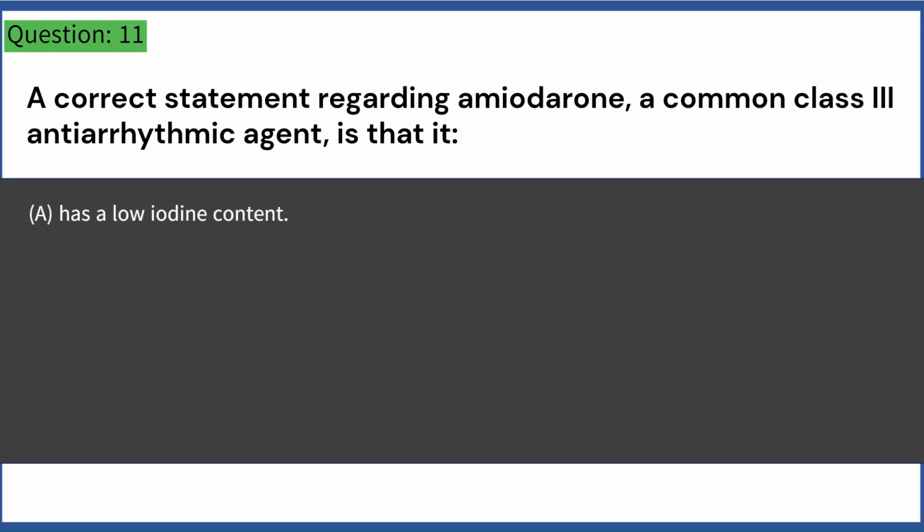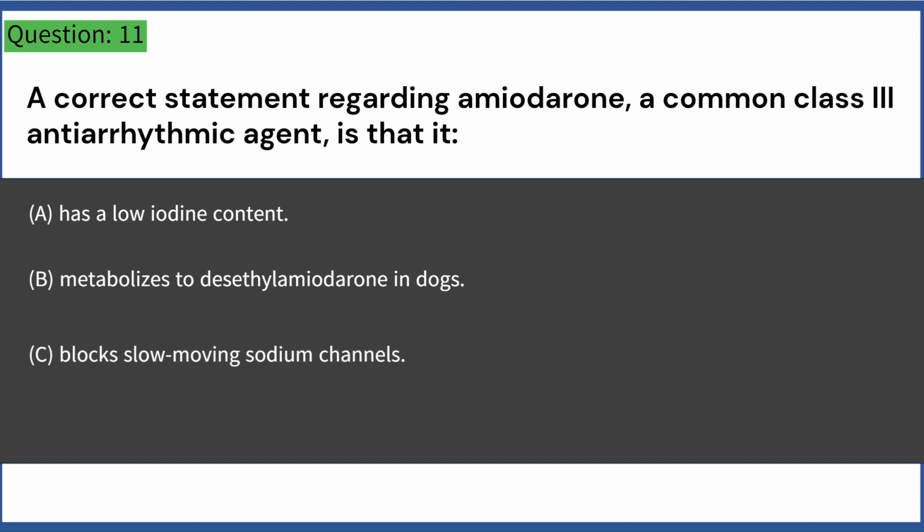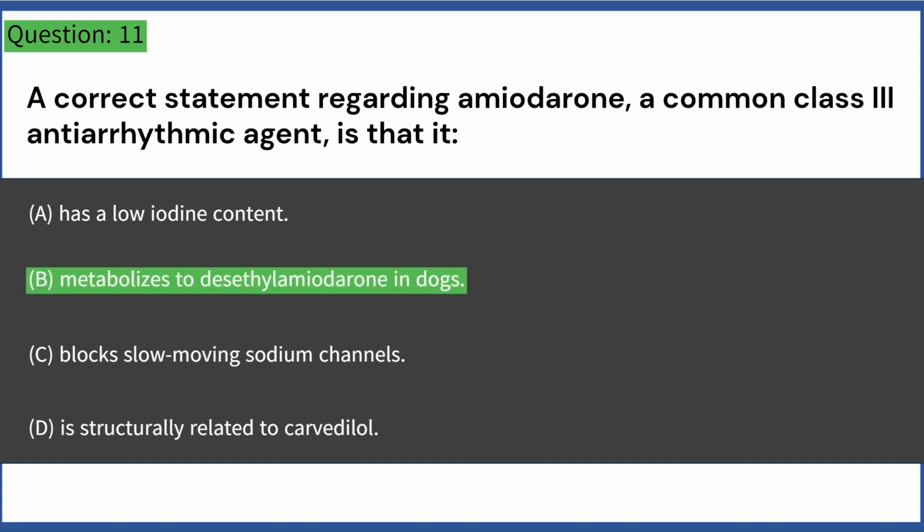A correct statement regarding amiodarone, a common class 3 antiarrhythmic agent, is that it A. Has a low iodine content. B. Metabolizes to desethylamiodarone in dogs. C. Blocks slow-moving sodium channels. D. Is structurally related to carvedilol. Answer: B. Metabolizes to desethylamiodarone in dogs.